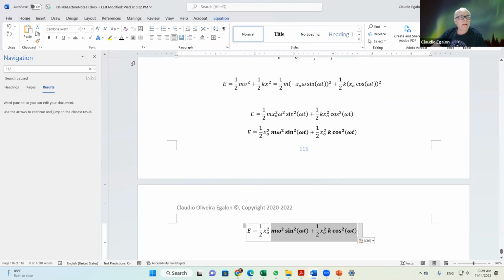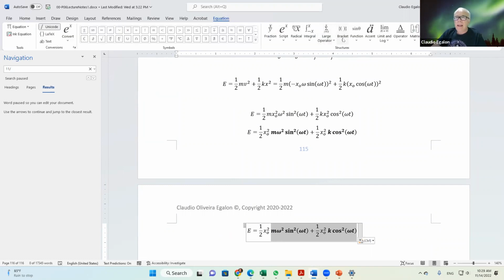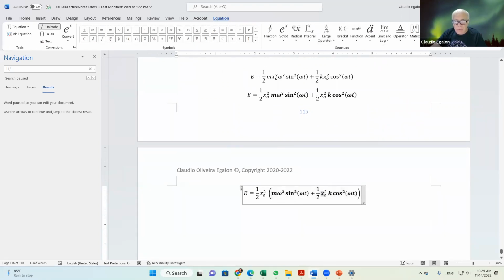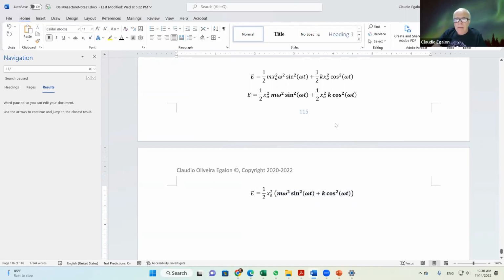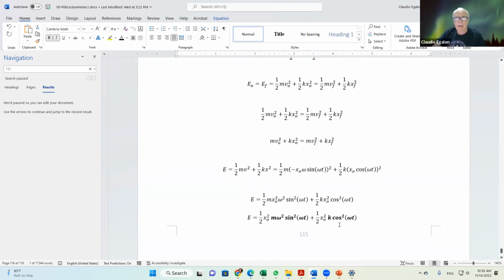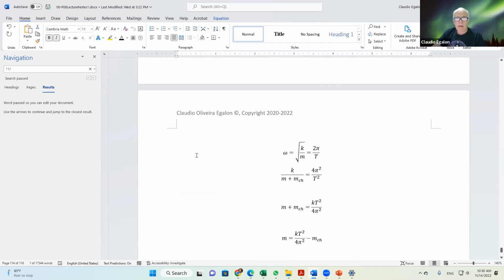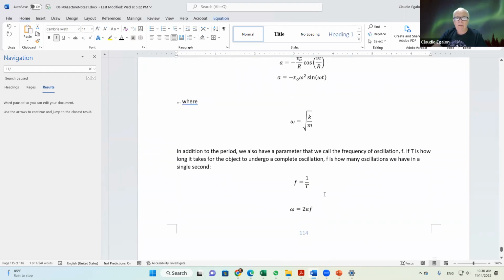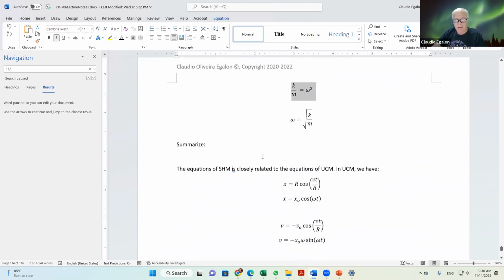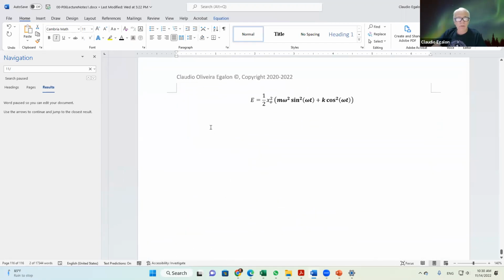Some of those hidden relationships that we have in physics. X naught is no longer here, right? Then, oh, wait a minute. Am I forgetting something? No, that's okay. Now, remember that there is a relationship between K, omega, and M. Remember that? Let's go back here. We have even a better relationship. Where is it? This one right in here.